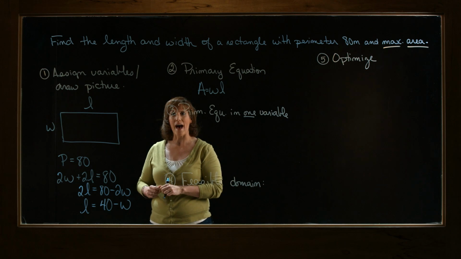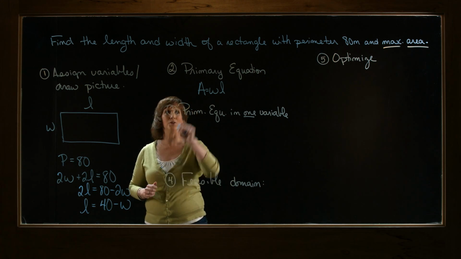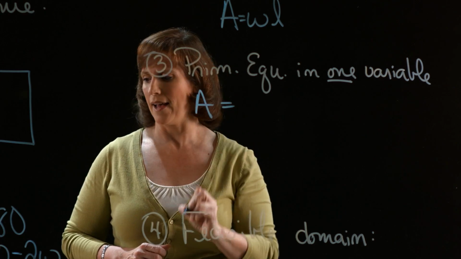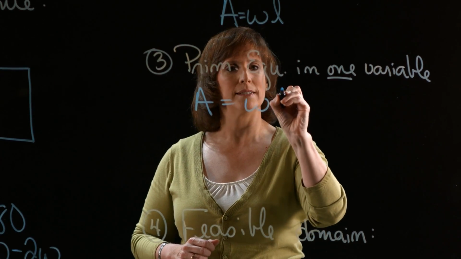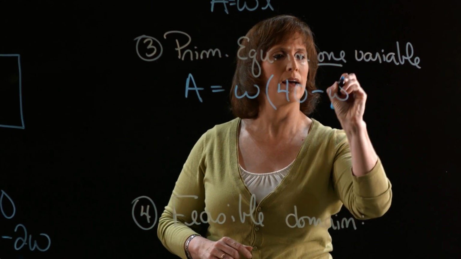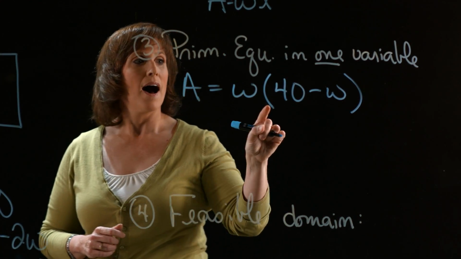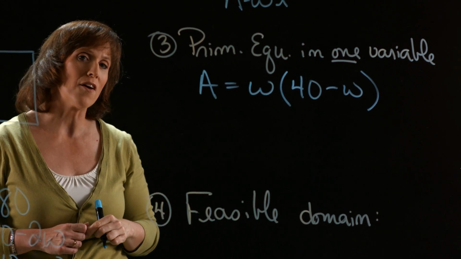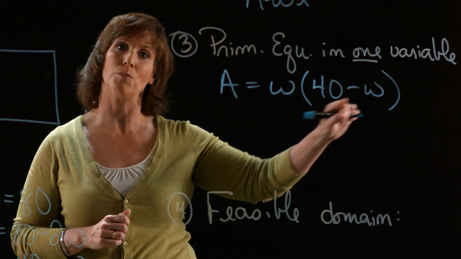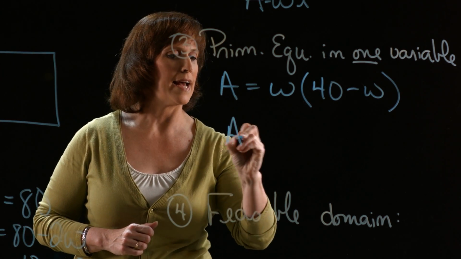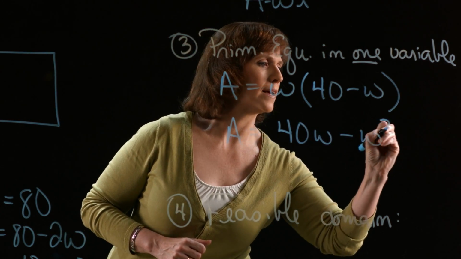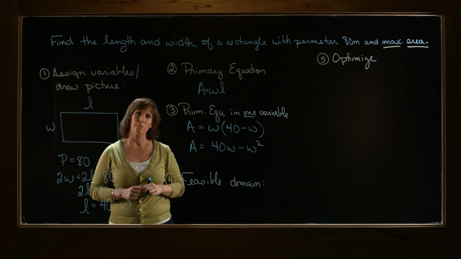Well, what can I do with that? I'm now going to substitute it into my primary equation so that my area is now W times L, and I'll write L as 40 minus W. I now have an equation for area that's written all in terms of a single variable. If you like, you can even distribute that W across and say that the area is 40W minus W squared.